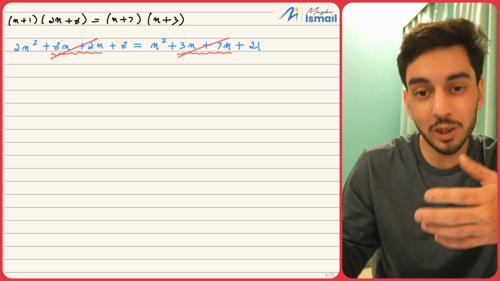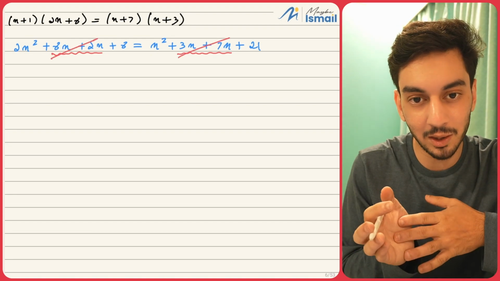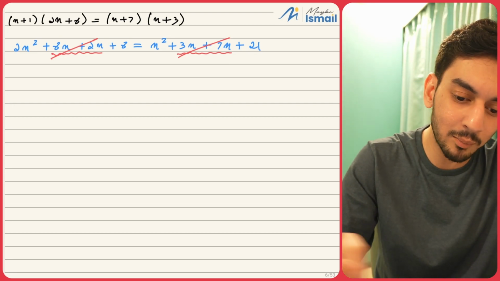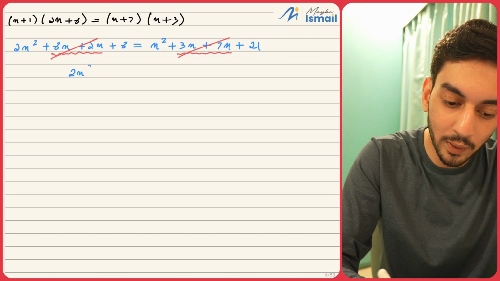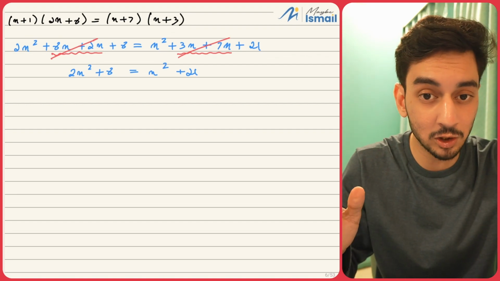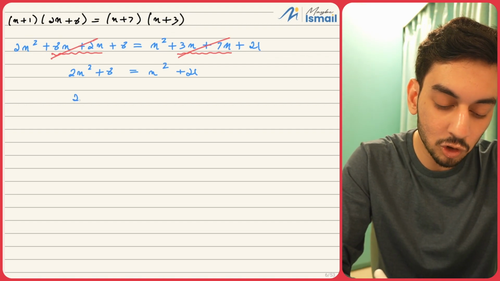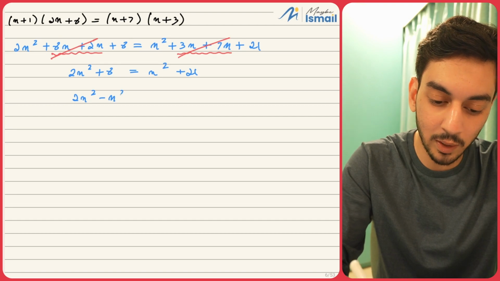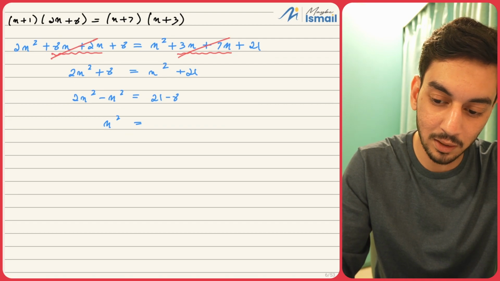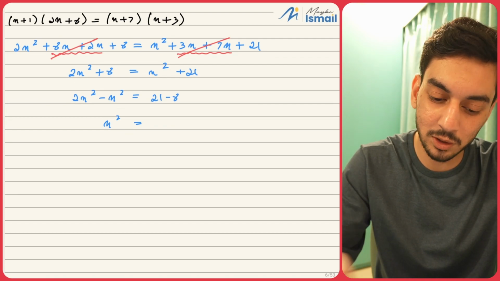You could actually shift everything to one side and eventually it would cancel out, it would become 0, but I can do it right away also. Let's see what I'm left with. So I'm left with 2x square plus 8 is equal to x square plus 21. All the x's on one side, everything that does not have an x goes to the other side. So 2x square minus x square is equal to 21 minus 8. Hence x square would be equal to 21 minus 8. How much is 21 minus 8? I suppose it is 12.